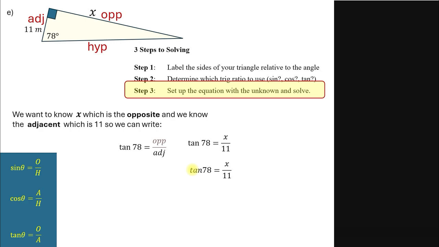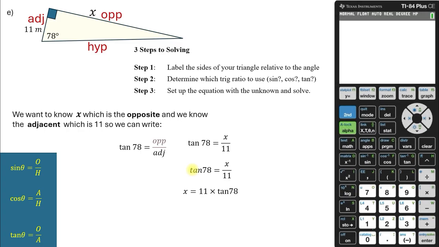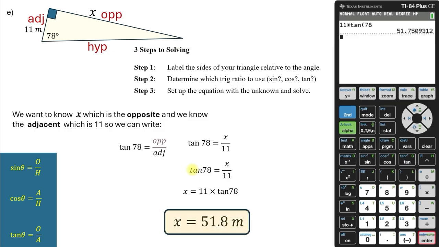Little cross multiplication gives us X equals 11 times tan 78. And we'll bring our calculator in to help us. We need to calculate x equals 11 times the tan of 78. 11 times tan 78, which gives us an answer of 51.75, which will round to 51.8.